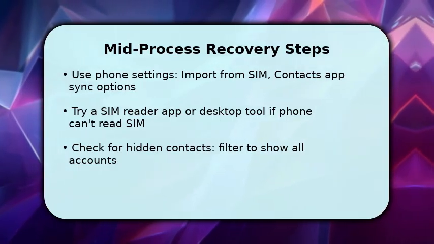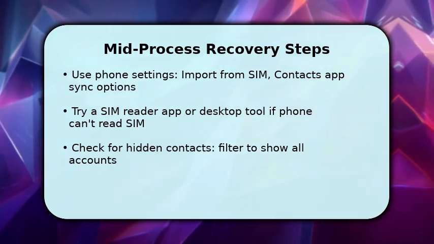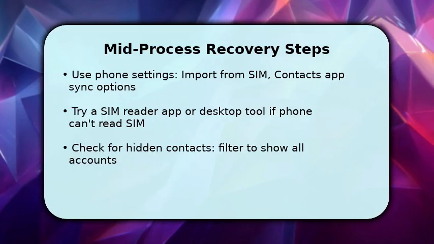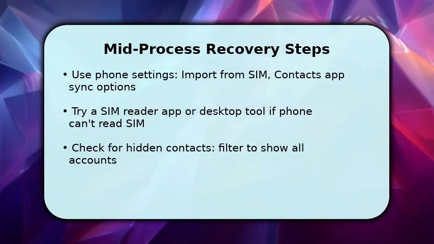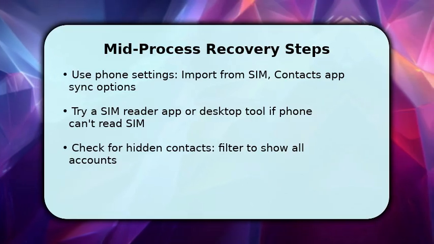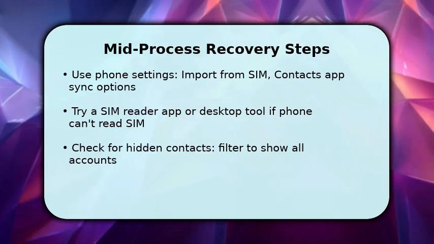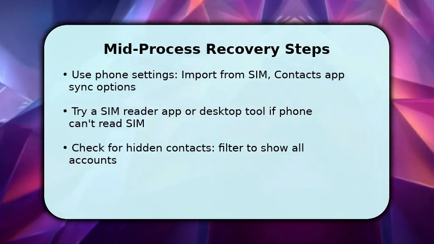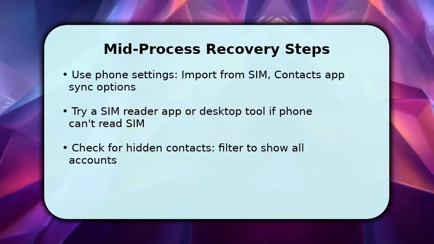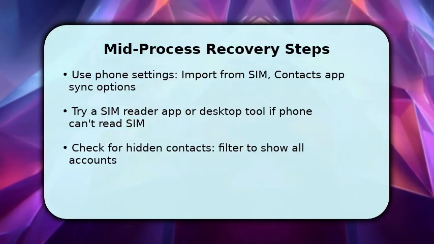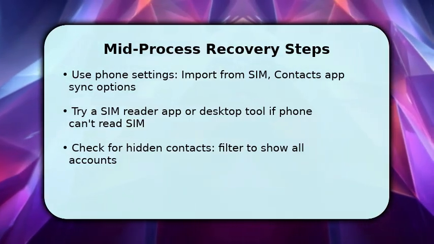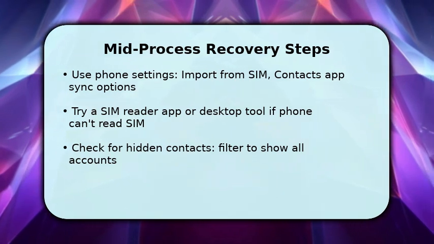If the phone fails to read the card, run a trusted SIM reader app or connect the SIM via USB adapter to desktop recovery software. These tools can parse raw entries. Make sure to toggle contact filters and account visibility so hidden entries appear, because sometimes contacts are tied to a different account or labeled as hidden. Document which method pulled which entries for consolidation later.